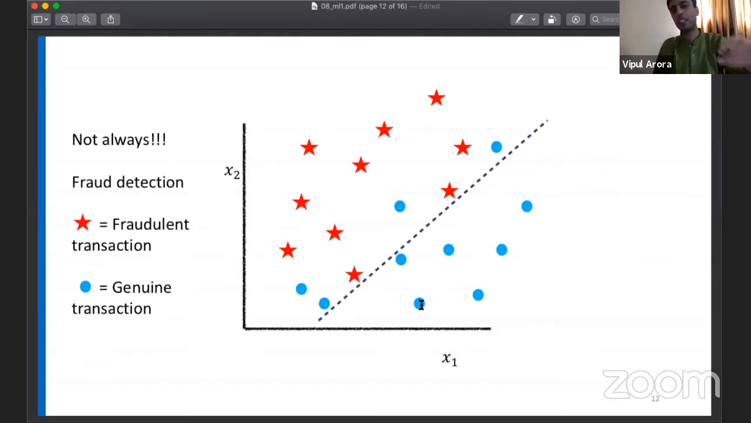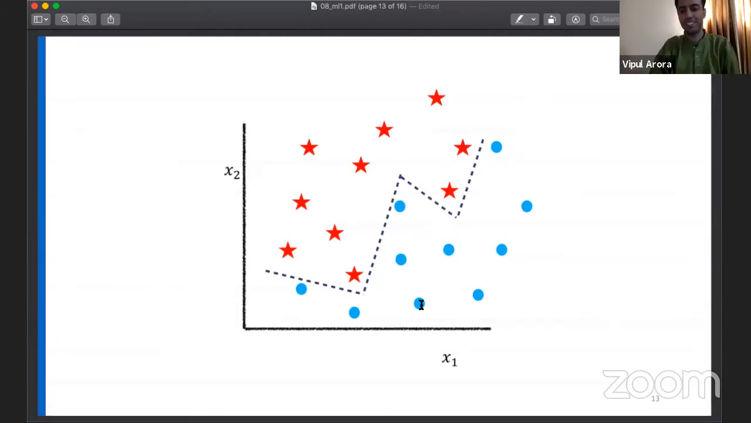The concept is that certain kinds of mistakes harm more than other kinds of mistakes. Okay, so here comes the answer to your question before. We can have curves also like this. We can have, like this, a piecewise linear classifier.